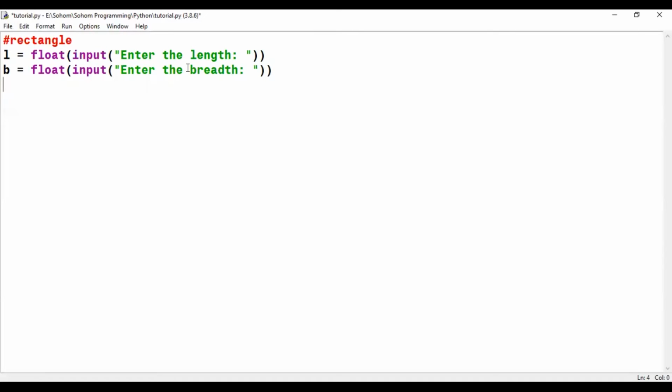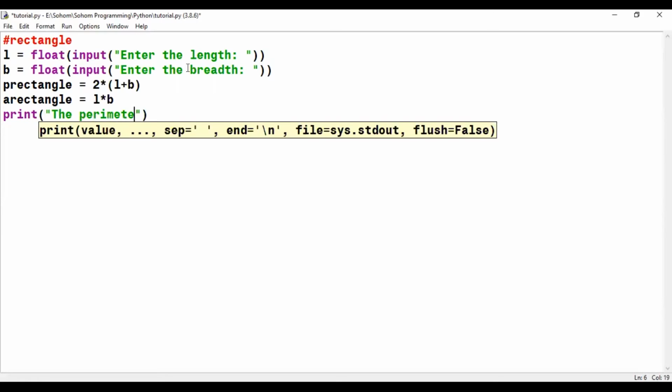Now I'm going to write here p rectangle, which is equal to 2 into L plus B. This is the perimeter, and the area will be, that is perimeter of rectangle and area of rectangle. I'm just writing it in a short form. And if I now print the perimeter, we always have to remember that we cannot concatenate a string with an integer or any kind of float. We can only concatenate a string with a string.